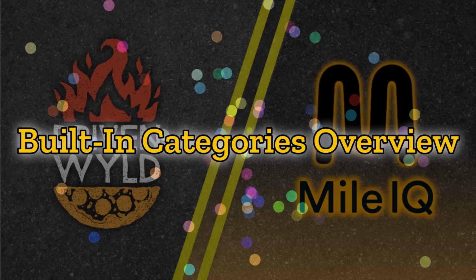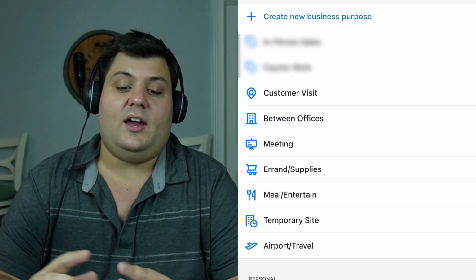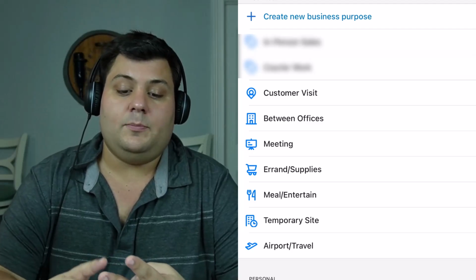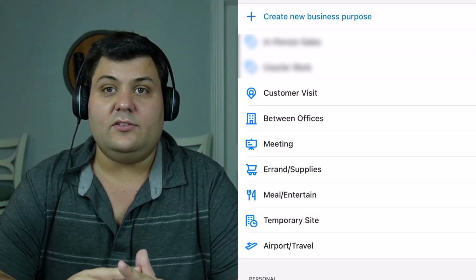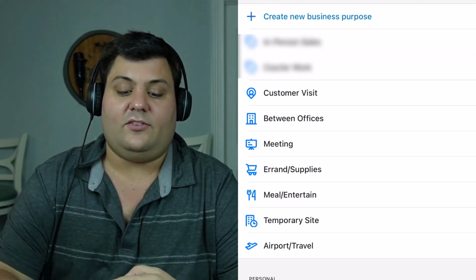Built-in categories overview. MileIQ comes with some built-in categories for more broader explanations of what business you were conducting. For the business side, we have customer visit, between offices, meeting, errand, supplies, meals, entertain, temporary site, airport travel. These are solid choices for certain professions, but they don't actually cover everything that gig workers would be doing, which is why there is going to be a custom category section.